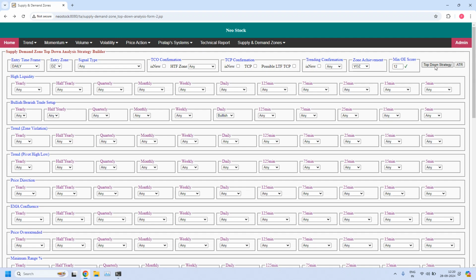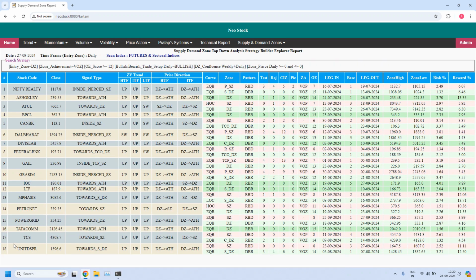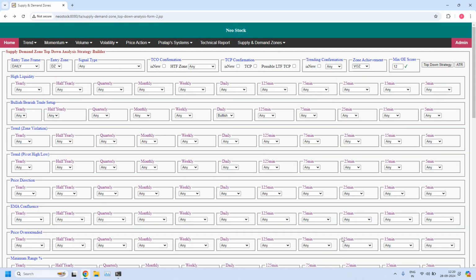See, without EMA earlier we got 18 stocks, ITF filter. 18. Because already we set the filter.